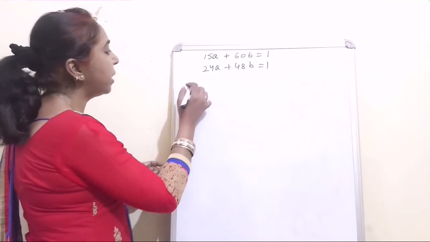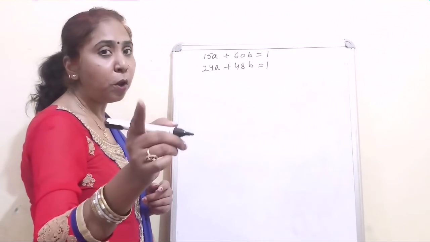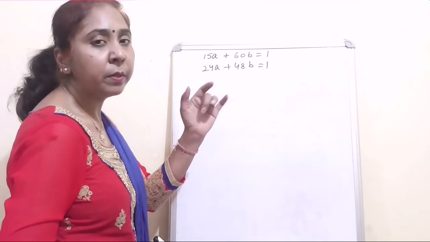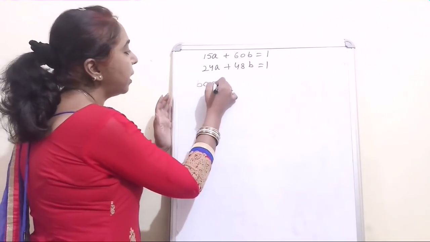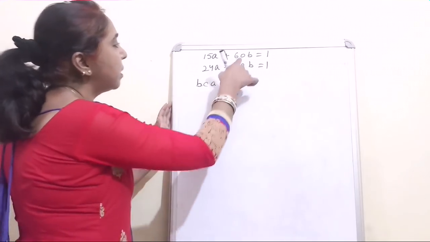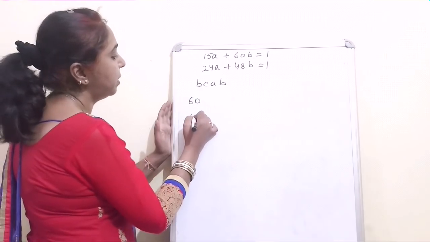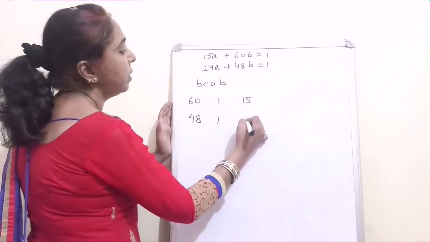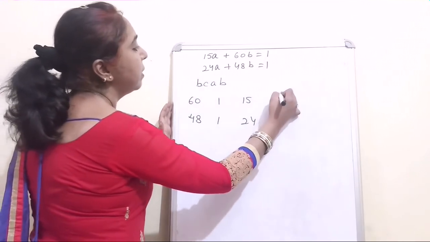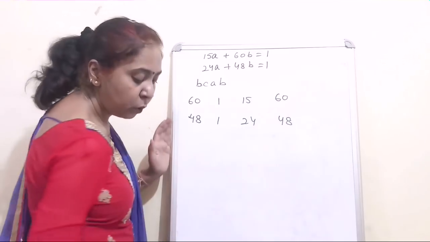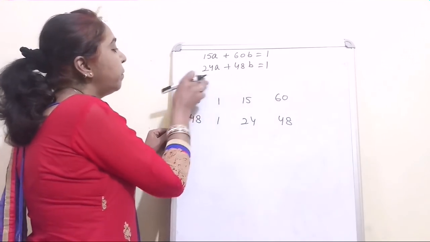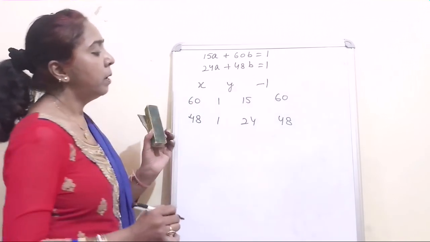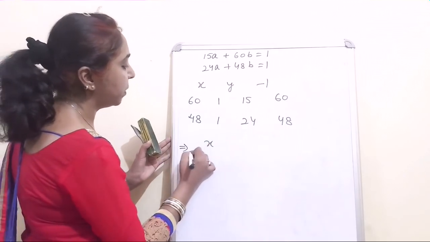Now we are having these equations, and for applying the cross multiplication, you all know we have to write the coefficients in a sequence. What is the sequence? Tell me first. BCAB. Yes, B, C, A, B. So B means 60, this is 48. Then 1, 1, 15, 24. Again 60 and 48. So this will be the sequence. And after that, we'll have to write here x and y and -1.